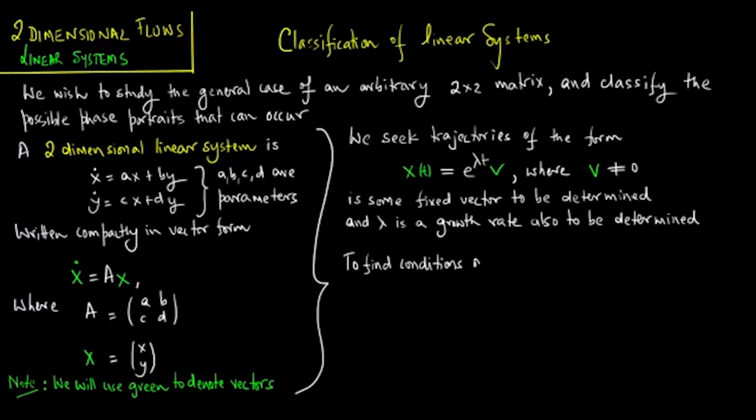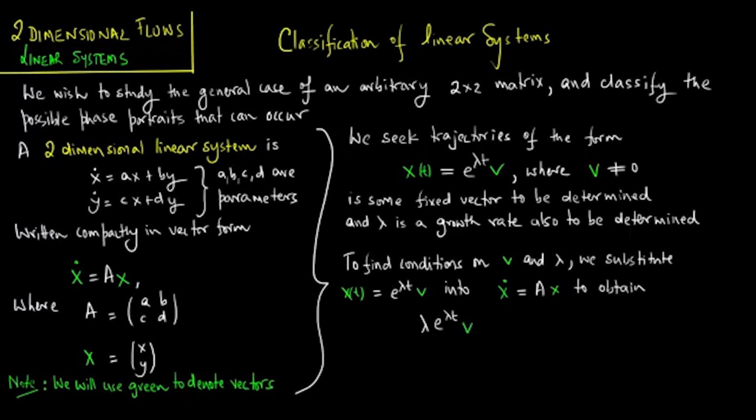To find conditions on v and lambda, we substitute x of t is equal to e to the lambda t times v into x dot is equal to A times x to obtain lambda e to the lambda t times v is equal to e to the lambda t A times v. So cancelling e to the lambda t gives A times v is equal to lambda times v.